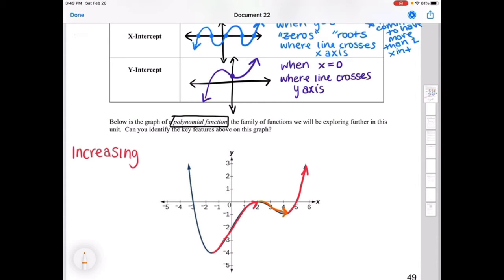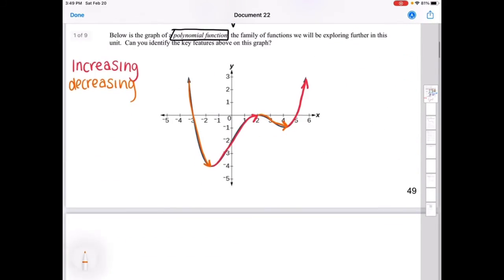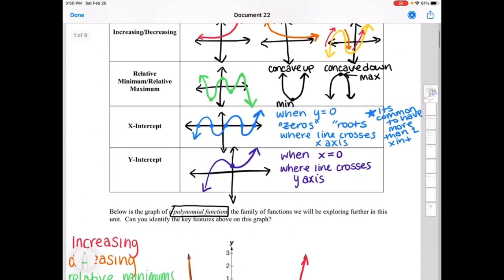So decreasing in these two areas, these two intervals. Now we're going to figure out our relative minimum and maximum. So let's do green. This might be a relative minimum, and this might be a relative minimum. And there's only two relative minimums. There's no maximum, so relative minimums. So we can't account for any relative maximums.